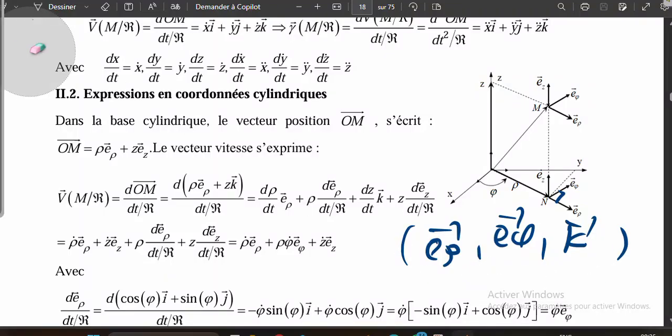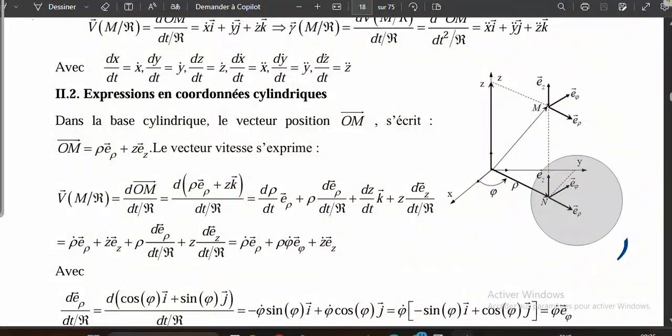Okay, so how do you find OM in the cylindrical coordinate system? You see, the only thing that you need to do is finding OM. So how do you find OM? So OM, you find OM as this is O, so you move ON plus NM. Why are you moving this?